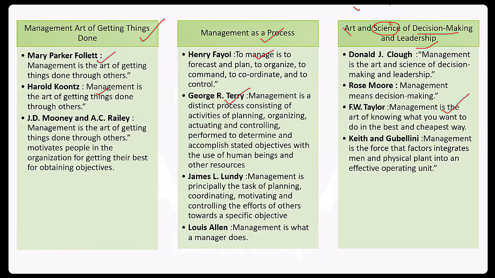For others, you would remember the names of the authors who have defined management as an art. So Mary, Harold, J.D. Mooney, A.C. Riley, they define management as an art. Who defined management as a process? Henry Fayol, George R. Terry, James Lewis. Then we have Newman and Summer, right? They have also defined it as a process. Donald J. Clough, Ross Moore, F.W. Taylor, Keith Davis, Herbert Simon have defined it as decision making.